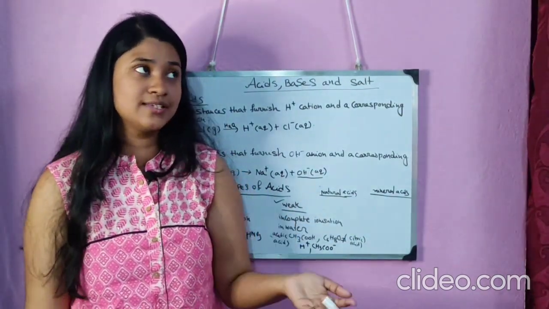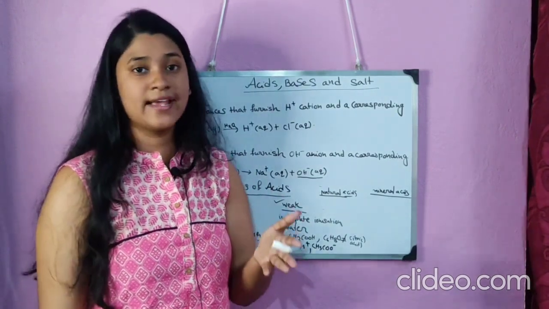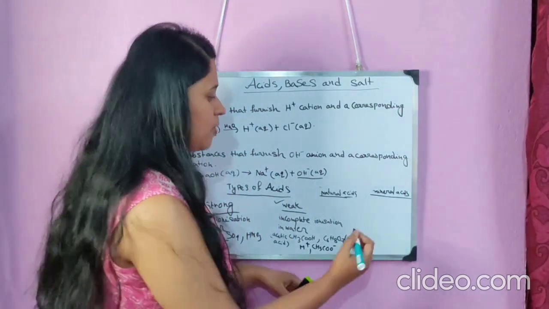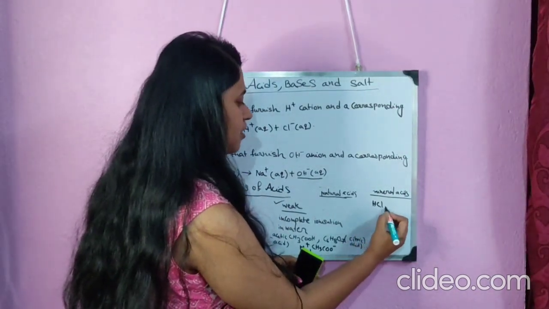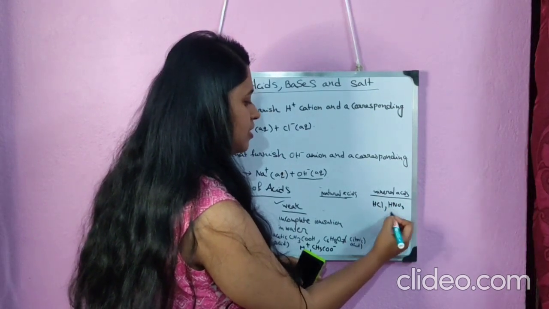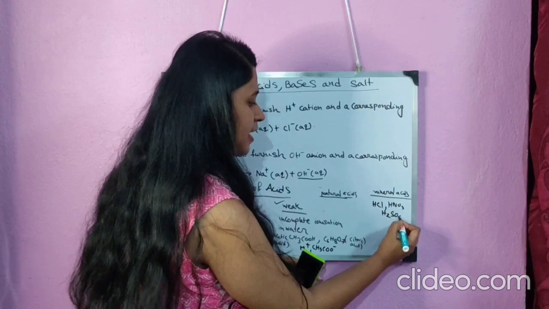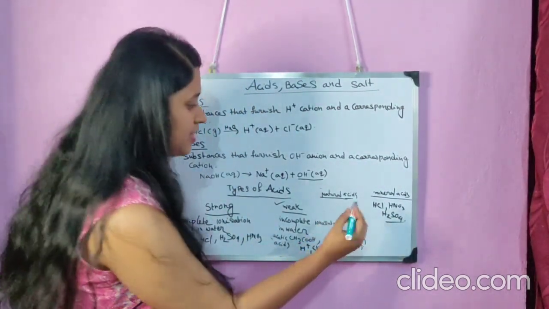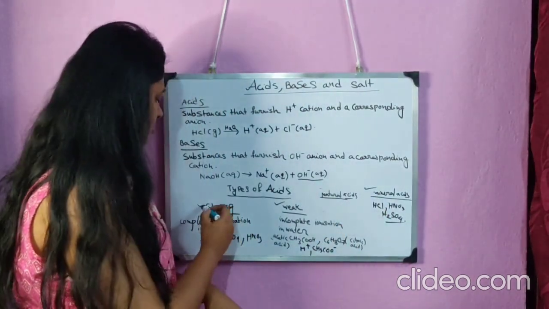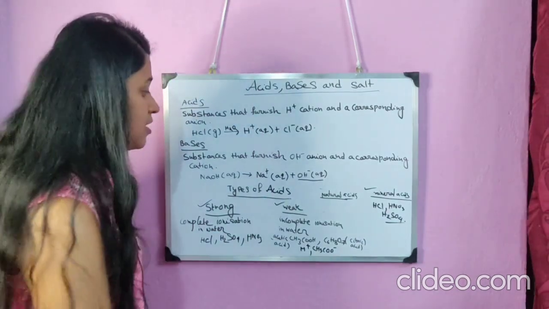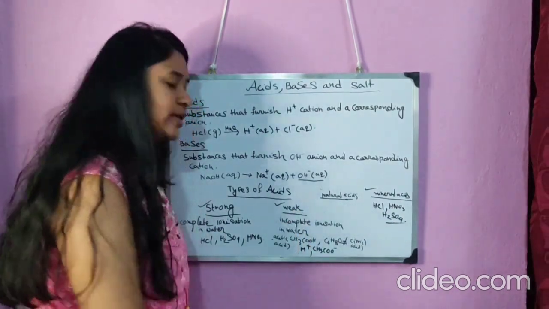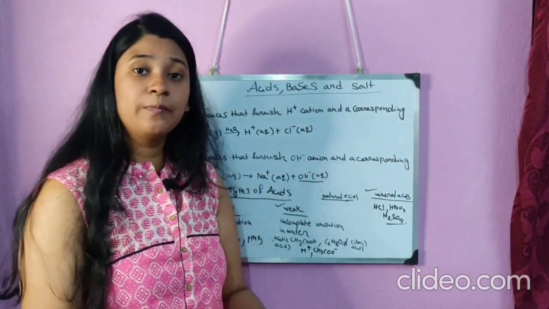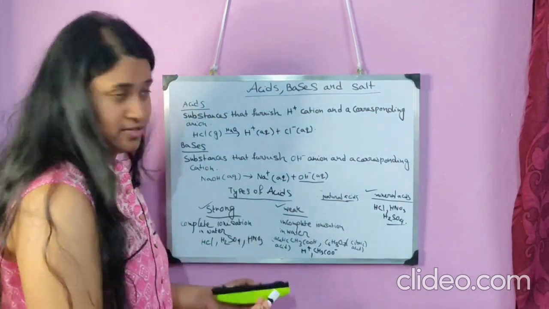What are the mineral acids then? Mineral acids, we can say the man-made acids or the inorganic acids, are called mineral acids. So HCl, HNO3, H2SO4, they are mineral acids. We can clearly see one thing: the mineral acids are actually the strong kind of acids and the natural acids are actually weak kind of acids.